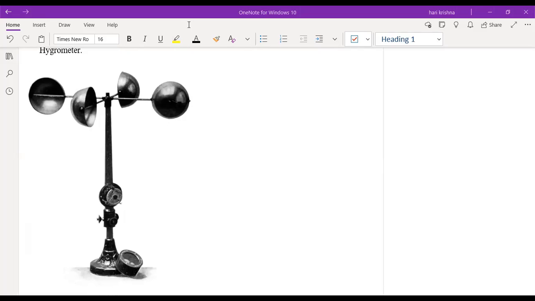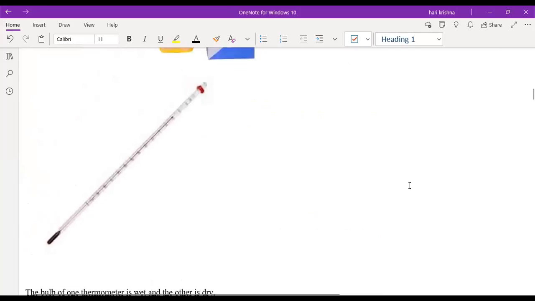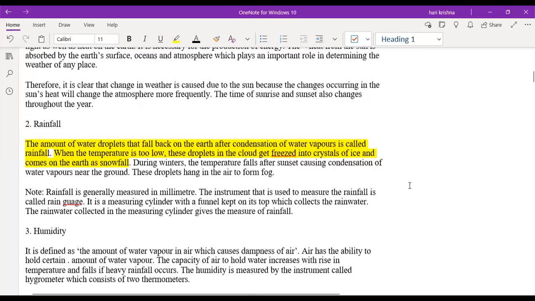Temperature, humidity, wind, cloudiness and precipitation. Wind speed, temperature, humidity, and rainfall.